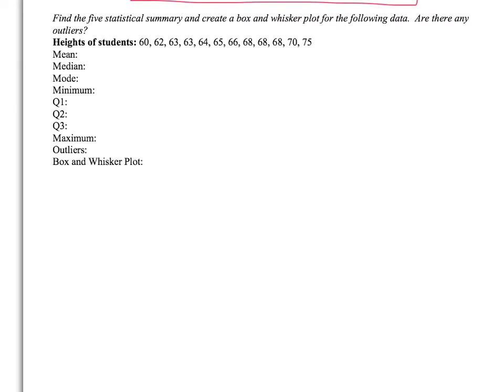So, the mean. The way we find the mean is we add up all the numbers and we divide by the total number that's there. I am going to save us a little bit of time. I found it to be 66. The median is the middle number when it's listed in order. The middle number will end up being 65.5. It's actually between 65 and 66. So it's 65.5. You add them up and divide by 2. The mode is the number that occurs most often, so you look at your data set and you see it's 68. The minimum is the smallest number, 60. The maximum is the highest number, 75.